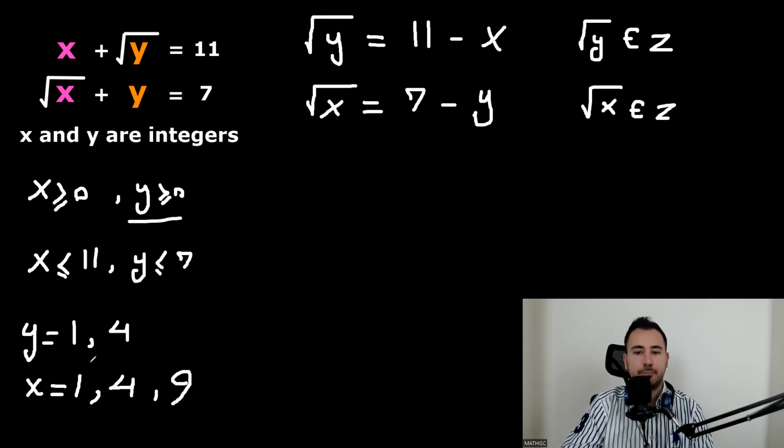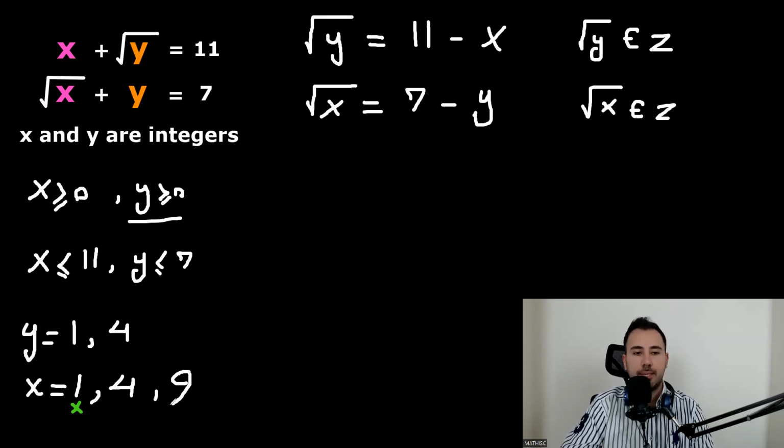There we go. So we narrowed down all the options to these. Now let's try x being 1. If x is 1, this is supposed to be 10. So y would be 100. Of course, not 4. So x is out. Okay, out. Let me write it here. X is out. How about 4? X is 4. Then this would be 7. And that makes y 49. Okay, again, not going to work.